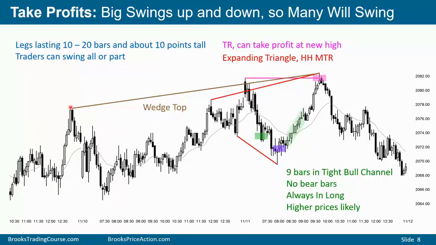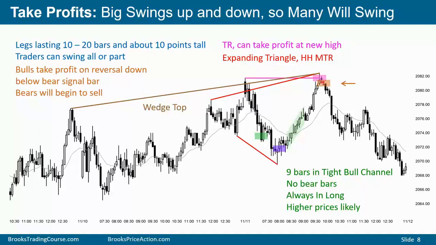3 pushes up, 1 pullback, 2 pullback, 3, and therefore it's also a wedge channel, even though it does not have a wedge shape. That is another reason to take profits up there. A bear bar closing on its low, if you did not take profits with the limit order there, it's reasonable to take profits with a stop 1 tick below that bear inside bar. Bears will start to sell there.